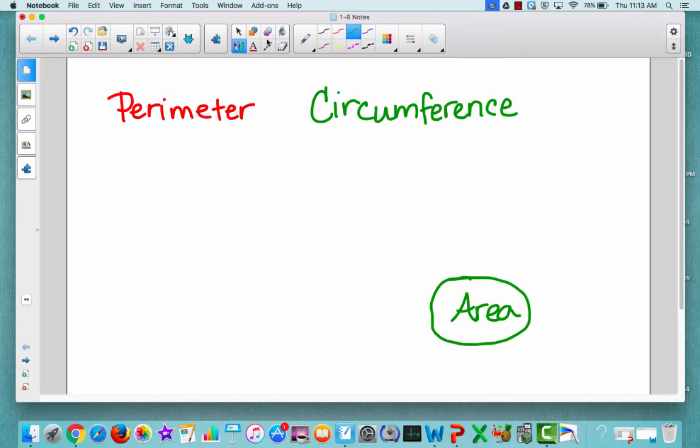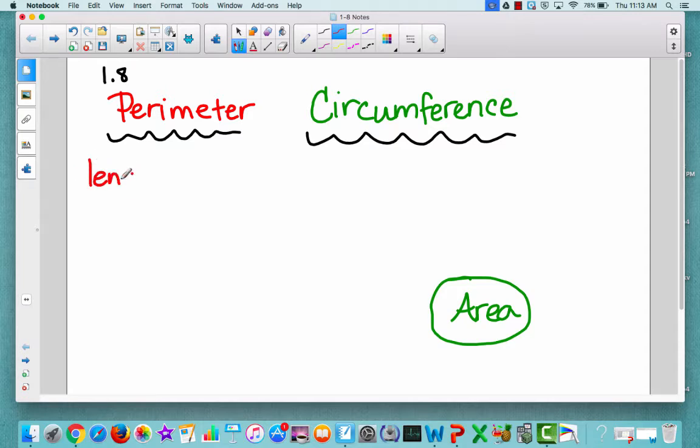Hi everyone, so today we're working in section 1.8, and you should have your note packet out. But before we start, I want to review a few terms to make sure you remember from earlier classes what the term perimeter means. Kids always tell me it's all the sides added up. That's true, but it is the length around a figure, okay?